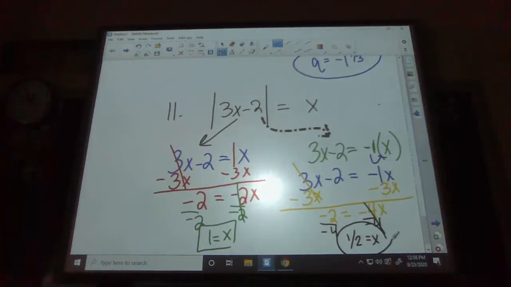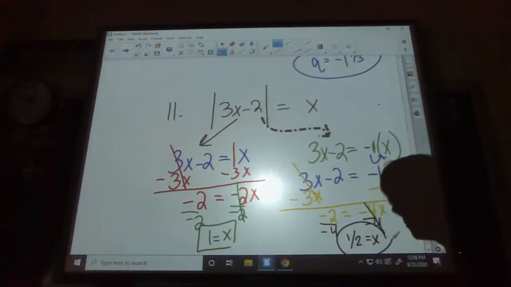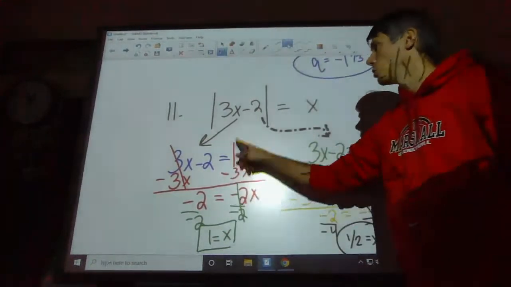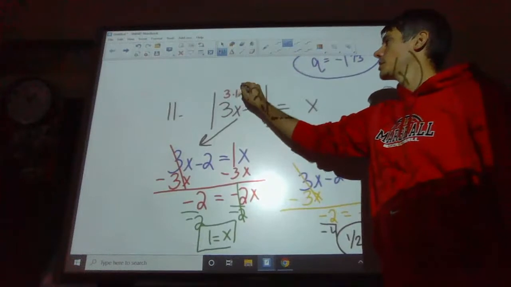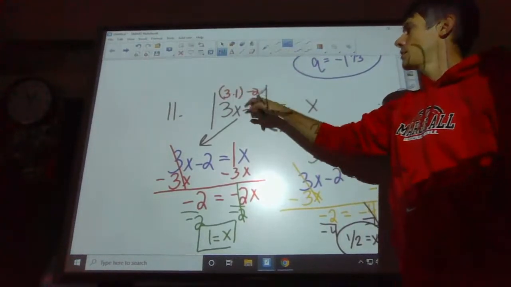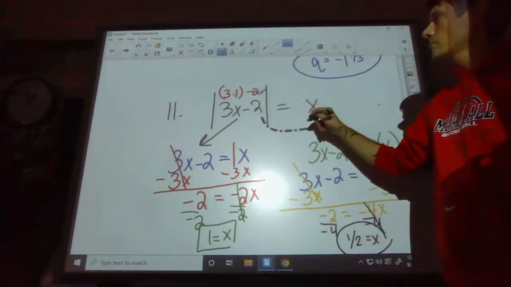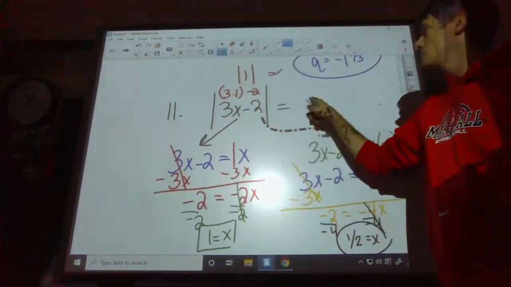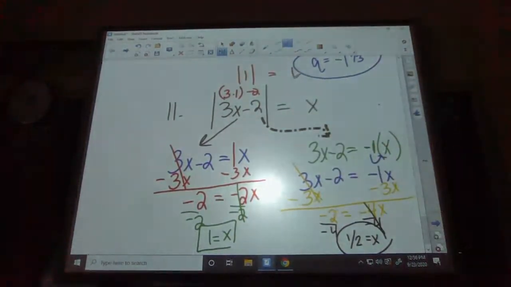So these are the ones where you need to be really careful that you don't have an extraneous answer. So check these. I circled them like I knew, but you really need to check these. Put 1 right here. If you do 3 times 1 minus 2, that would be 3 minus 2. 3 minus 2 is 1. Is the absolute value of 1 equal to 1? Yep, so that one's good.